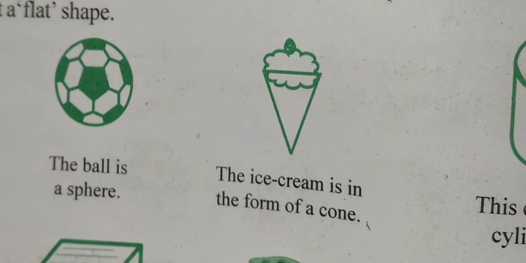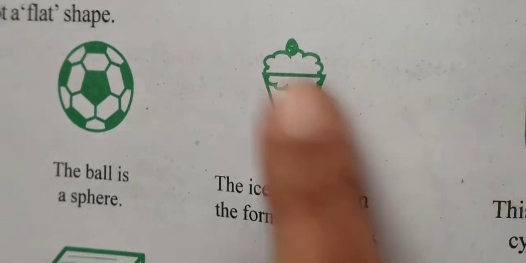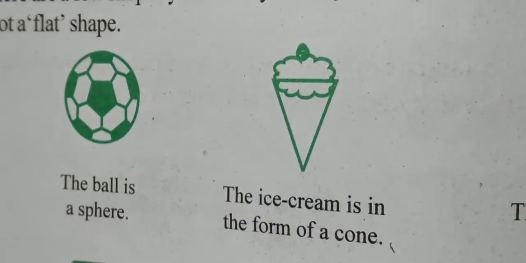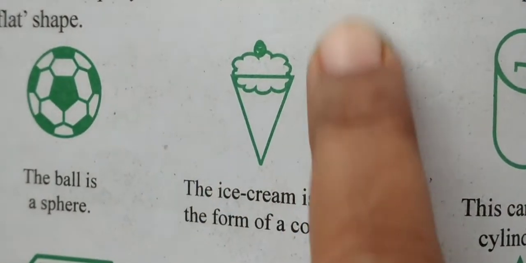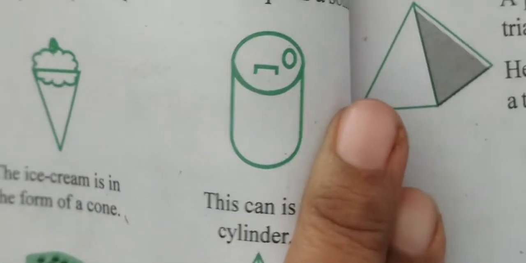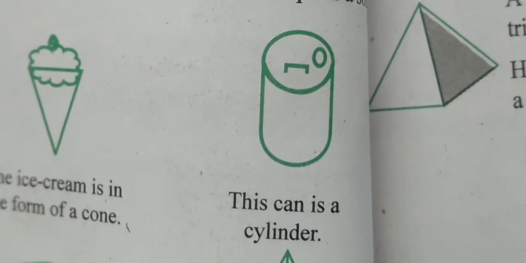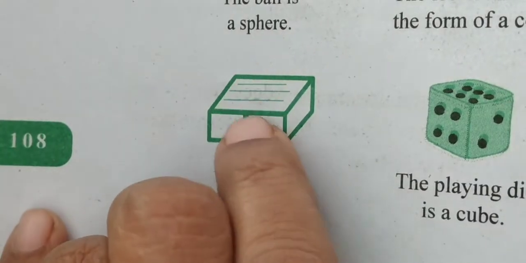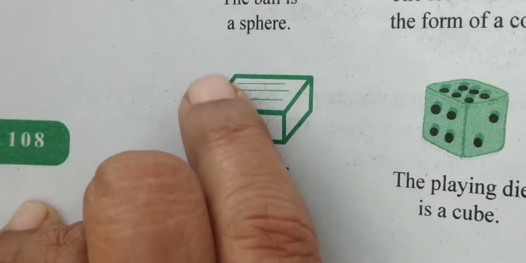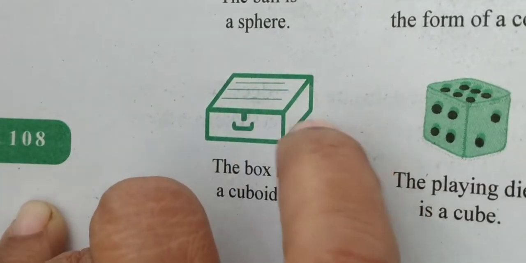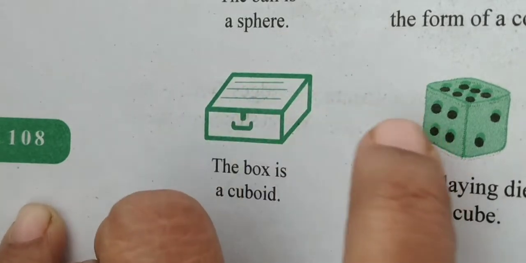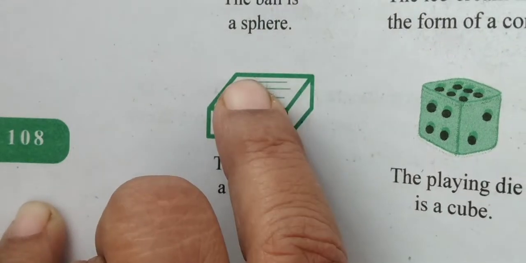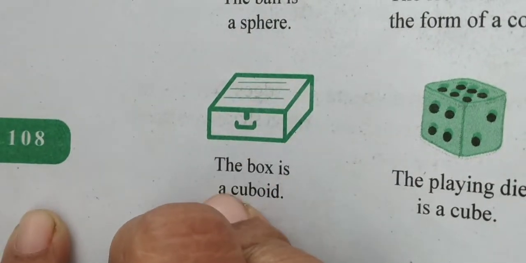Then the ice cream is in the form of a cone, conical shape, and the two-dimensional edge, if you see, is triangular. And the solid shape is conical. Here it's cylindrical. This can is a cylinder. Box faces are rectangular. The faces of this box are rectangles, and when rectangles combine together to form a box, that is called a cuboid.